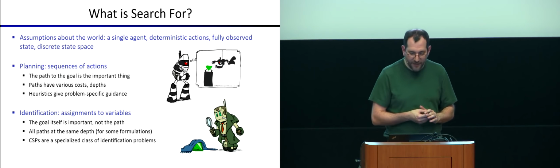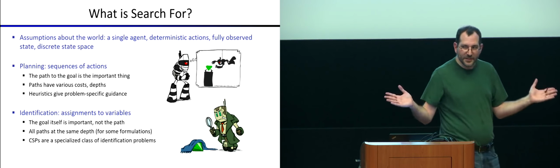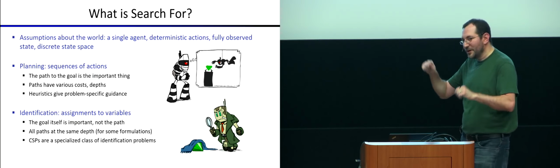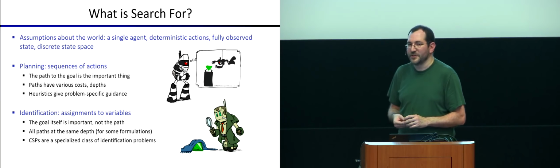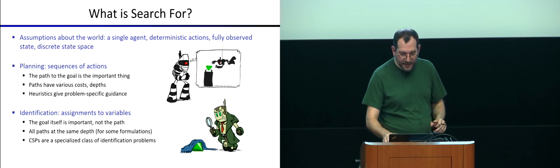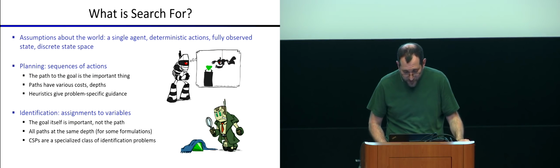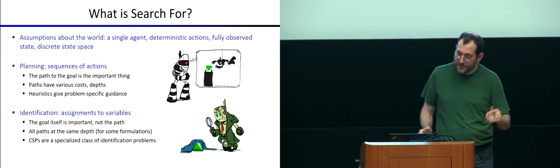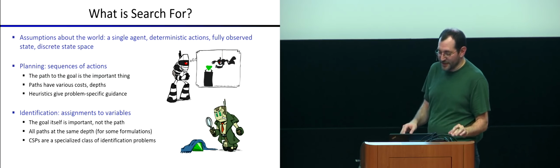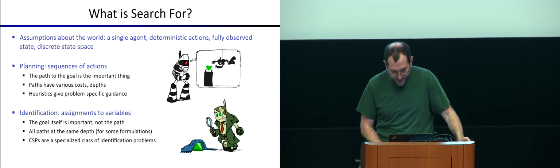So in this case, you might have the detective robot who comes to the scene and needs to figure out what's going on, but it's not so important which rug he looks under first. He just wants to know what is the explanation for everything I'm seeing, and that might be a case of an identification problem. It's also very common in identification problems that paths are all at the same depth. And that means it's going to totally change our outlook on things like breadth-first versus depth-first search.